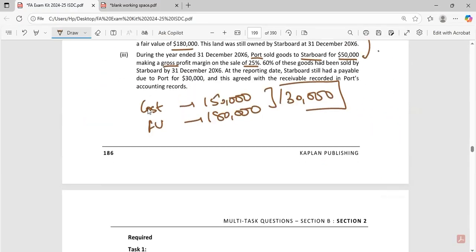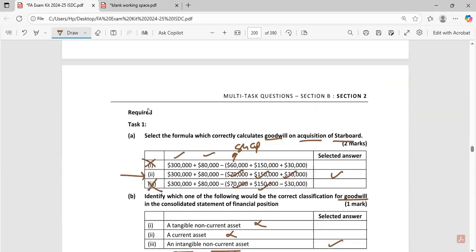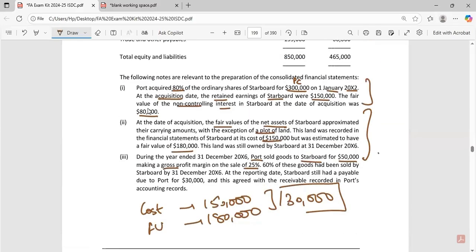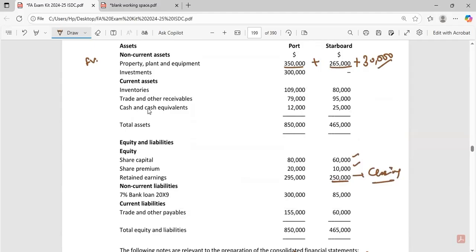The next requirement is to find the amount of inventories. Whenever we have to find the inventories, we have to adjust it for any unrealized profit. And we know that here certain intra-group sales have been made, so we have to adjust our inventory for it. So see, inventory, we will add 1,09,000 and we will add 80,000, and now let's see the unrealized profit adjustment.